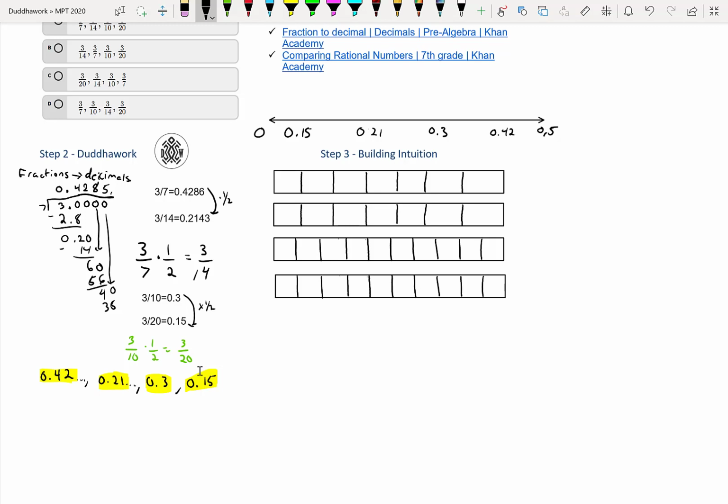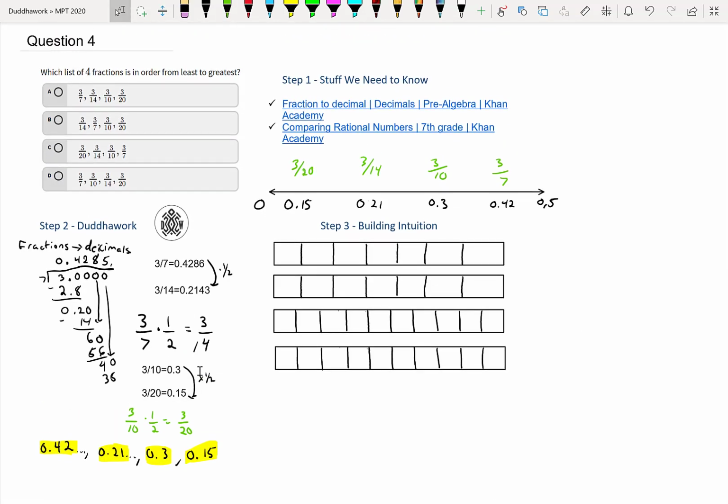And if we go back, this is 3 over 20. This is 3 over 14. This is 3 over 10. And then this is 3 over 7. Another way you could think about these problems is to, or maybe before we go there, let's actually look at which answer is this one, and we can see that it is C, right? This is the answer that matches.